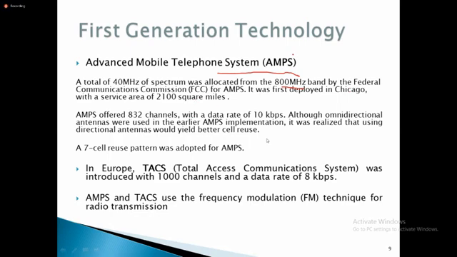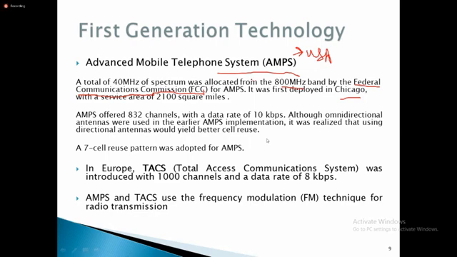Now this AMPS was USA based, so it was used in the United States, by the Federal Communication Commission. This is the Telecommunication Regulatory Commission in the United States, right? For AMPS, it was first developed in Chicago with a service area of 2,100 square miles, right? So it could only provide services up to 2,100 square miles, right?